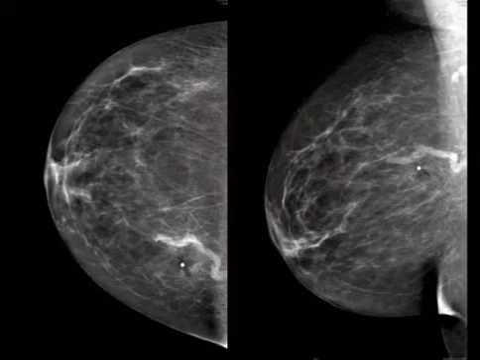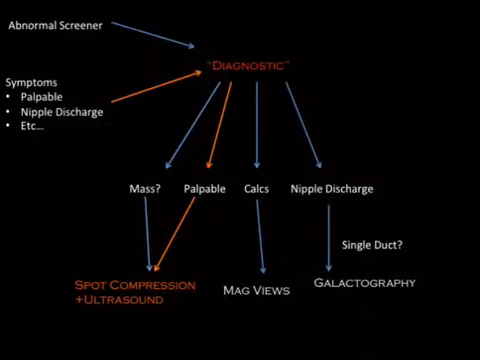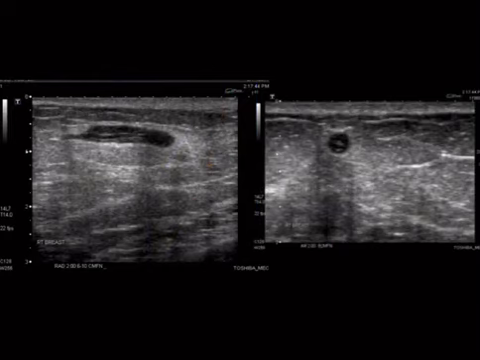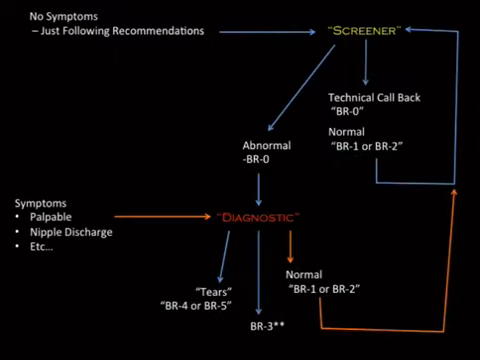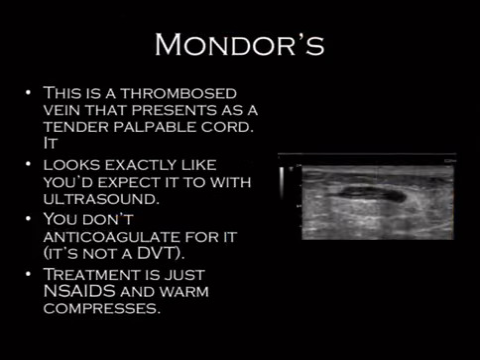Next case here, CC and MLO views. We've got a palpable marking next to a tubular structure. It's a palpable finding, so palpable findings always get ultrasounds. And in this case, we again see this tubular structure. It's hypoechoic, a little bit of flow along it, but not completely through it. So this is a thrombosed vessel. This is Mondor's. Buzzword is a tender, palpable cord. It looks exactly like you'd expect a thrombosed vessel to look like. It is a superficial vein. You do not need to anticoagulate it.